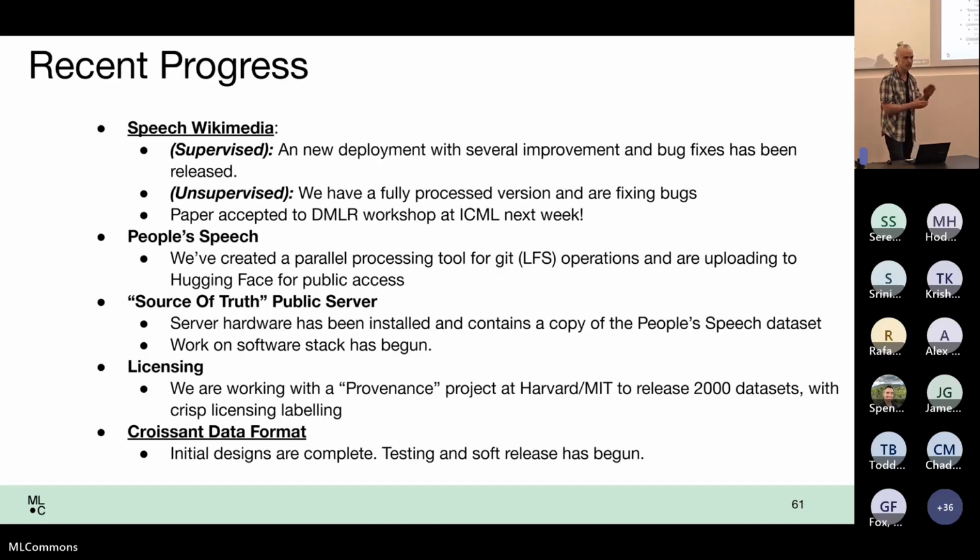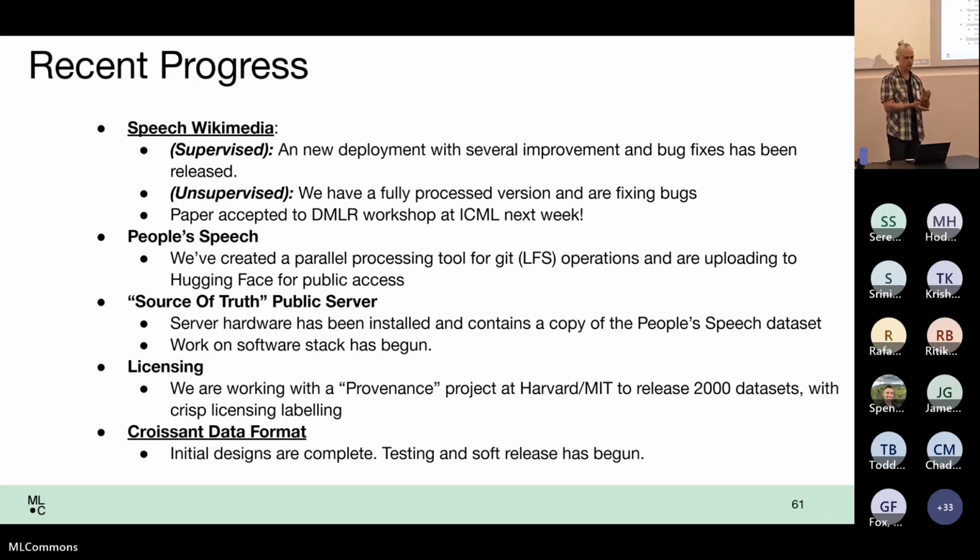So what have we been doing? Real quickly, recent progress in the world of data sets. There's the speech Wikimedia data set, which is 1,500 hours from the wiki data of different speech files. There's a supervised and an unsupervised data set. We have released the supervised previously. We've now made an improvement, fixed some bugs and made it easier to use. And unsupervised, we're at the edge of releasing. We've got something that's fully processed, and we're just tweaking it and fixing bugs to make it available.